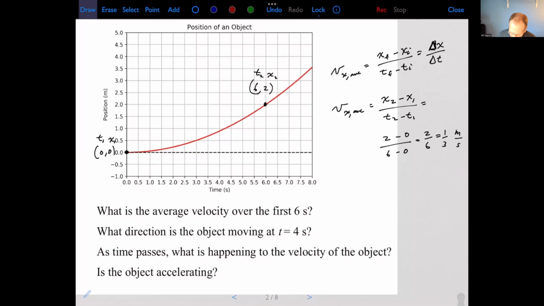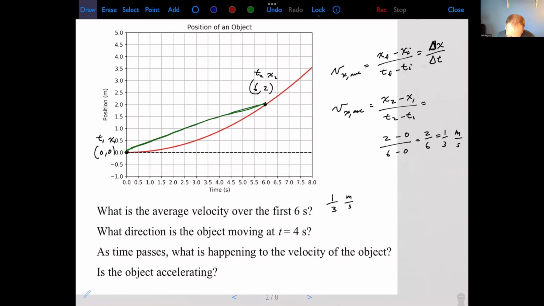So what did we find when we calculated the average velocity? We basically found the slope of the secant line that connects those 2 points. If I draw a line there, that slope of that green line is going to be the average velocity over the first 6 seconds. Okay, what about the second? So that's the first question. What is the average velocity of the first 6 seconds? It's 1/3 meters per second.